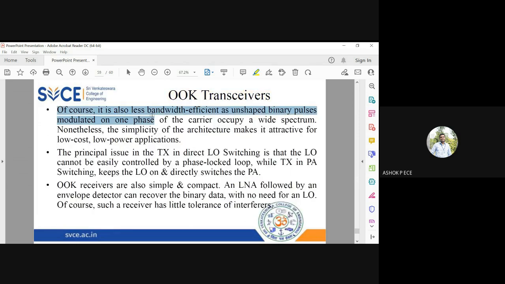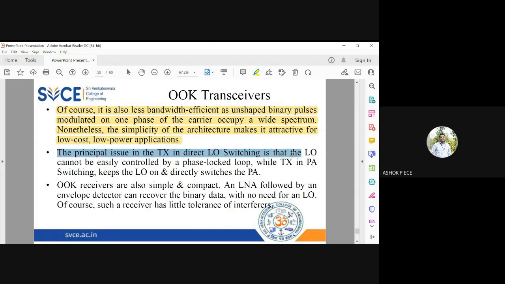It is also very less bandwidth efficient, because if you have large consecutive zeros, then the spectrum is not effectively utilized, and you will never have all consecutive ones always. So this architecture is going to be less bandwidth efficient, and it may be effective for low power and low cost applications. Otherwise, it is not generally used for other high performance applications.